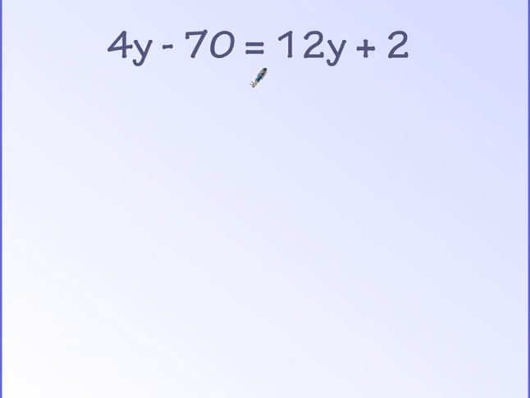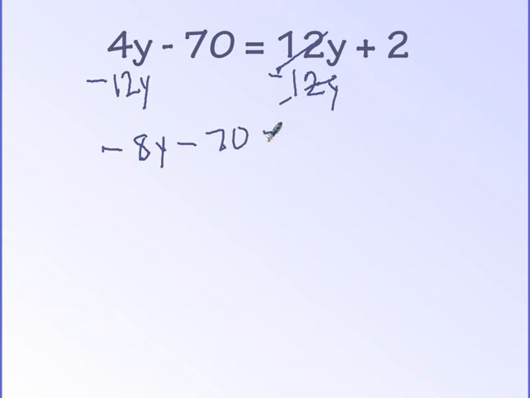For now, I go into step 3 and say, do I have variables on both sides? Yes, I do. I have a 4y and a 12y. So I'm going to subtract 12 y's from both sides. It really doesn't matter which set of y's you're going to take away. We just need to make sure to do it to both sides. These 12 y's cancel, and I'm left with negative 8 y's minus 70 equals this positive 2.